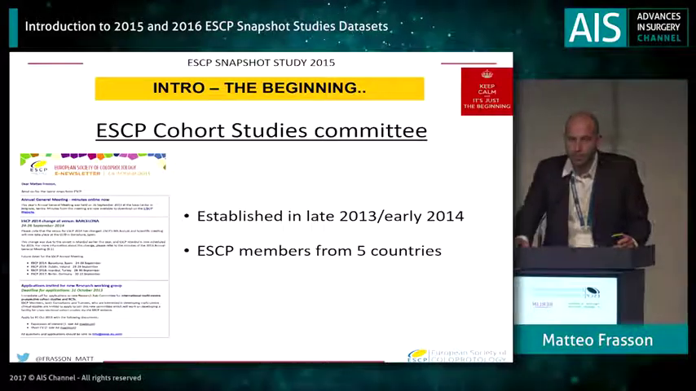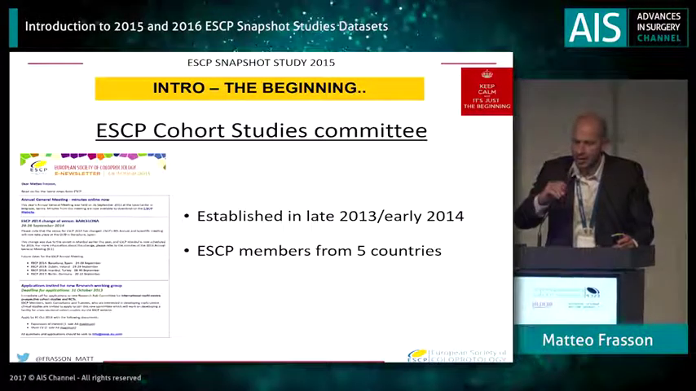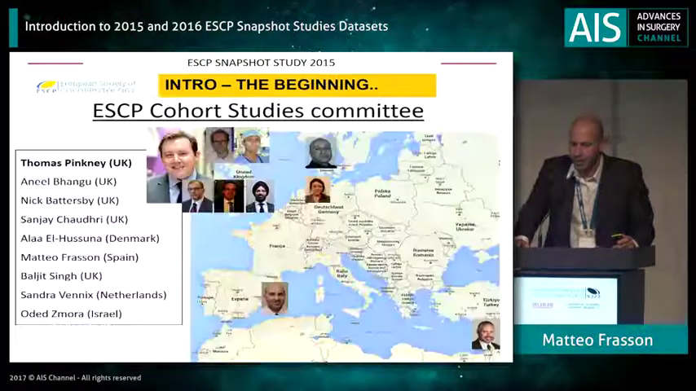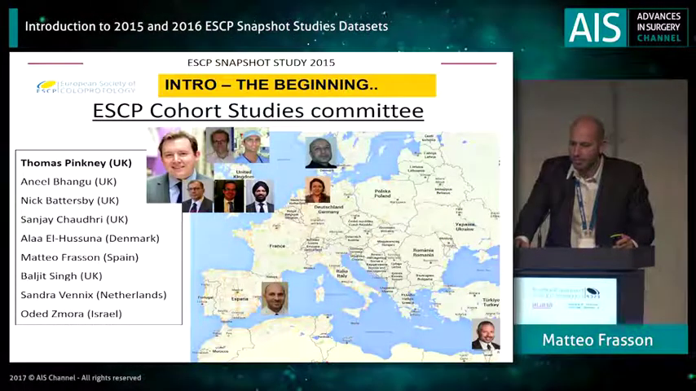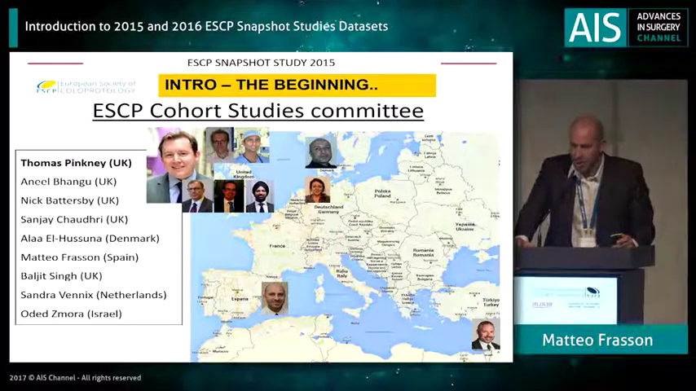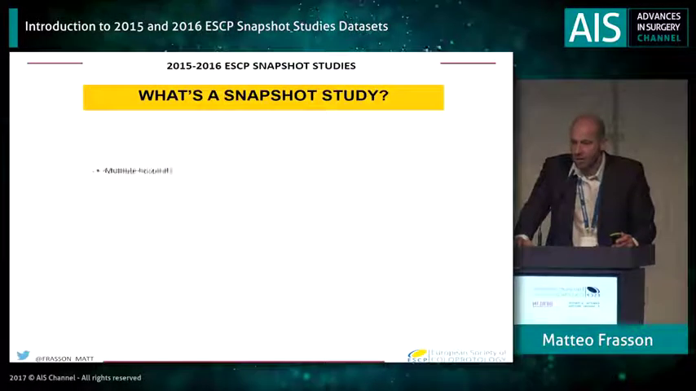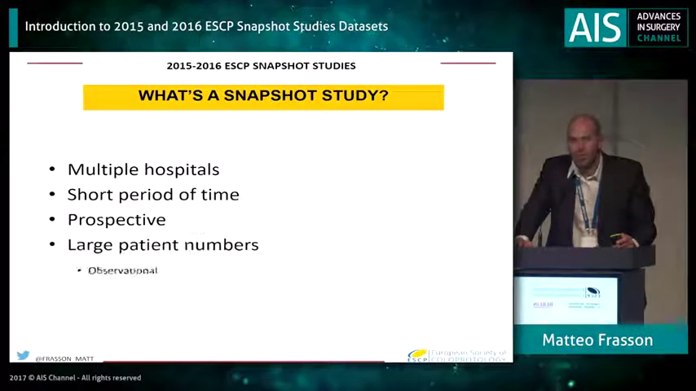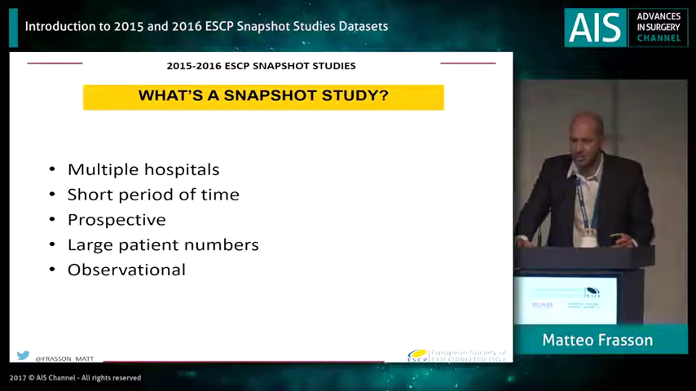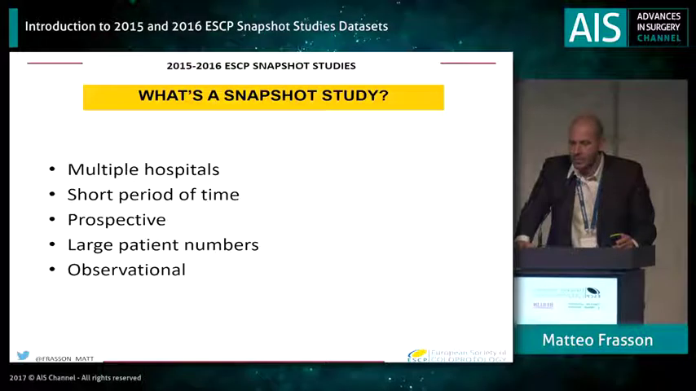So our group was born 4 years ago. It was a small group of young surgeons, ESCP members from 5 different countries. This was the start group. Now it's a little bit changed, but not so much. And we gathered together to organize snapshot study. So the first question was, what's a snapshot study? It's a pretty good name, but what is it really?